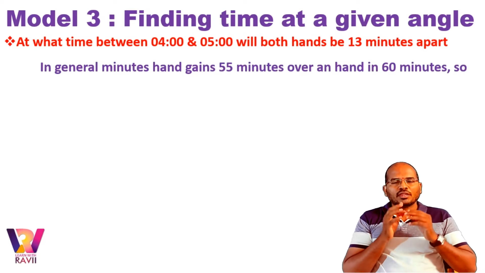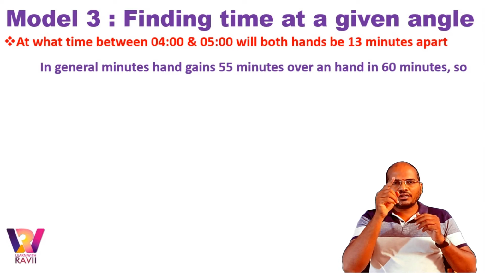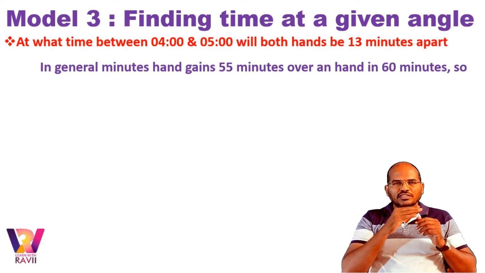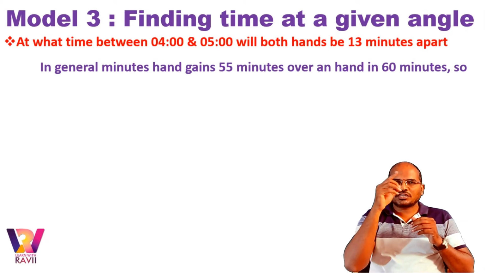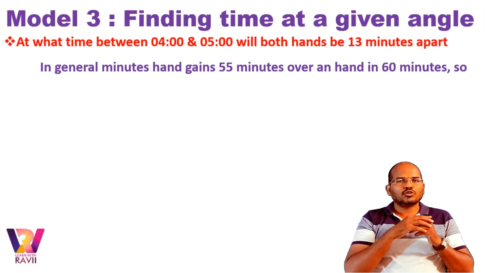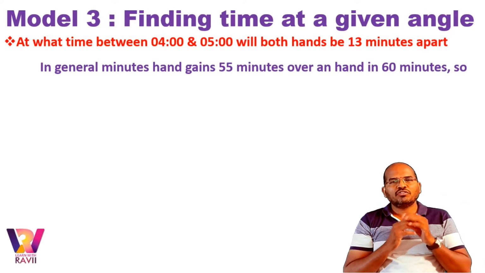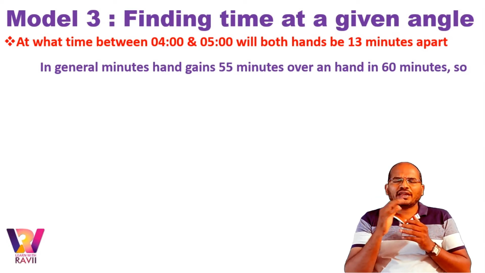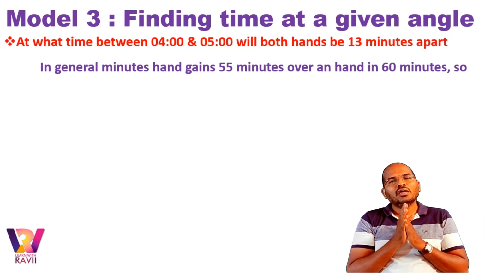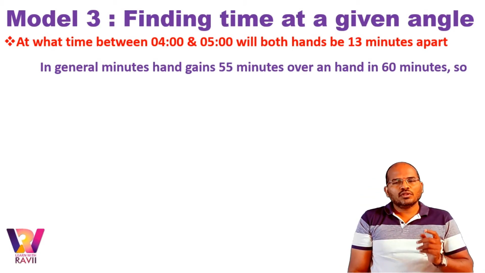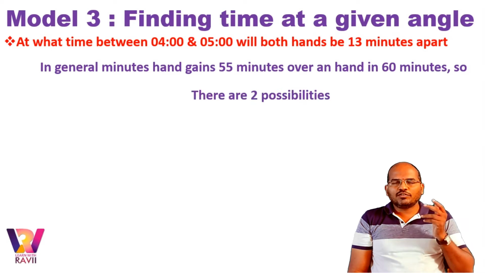What do you mean by that? By the time the minute hand makes one single rotation, it goes from 1, 2, 3, 4, 5, 6, 7, 8, 9, 10, 11, 12. The hour hand will move for only 1 hour space. So the minute hand moves 60 minute spaces, whereas the hour hand moves only 5 minute spaces. So the gap is 55 minute spaces. So we say that in general, the minute hand gains 55 minutes over an hour hand in 60 minutes, that is in 1 hour. So to solve this question, we have two possibilities.